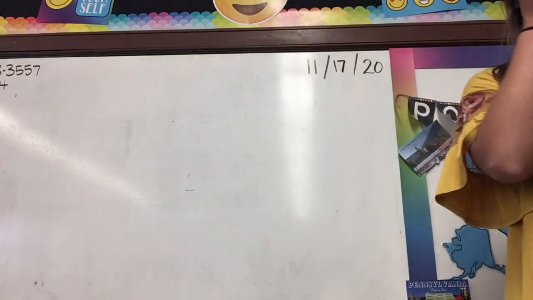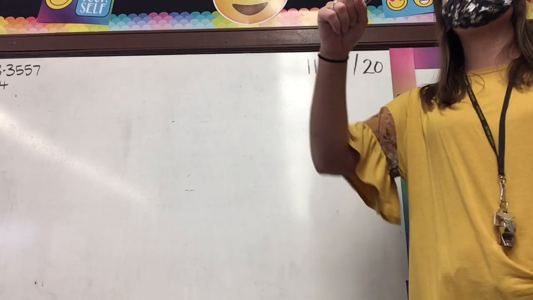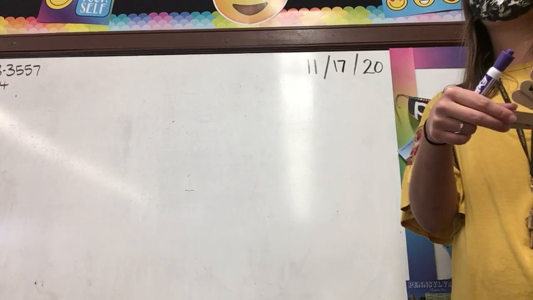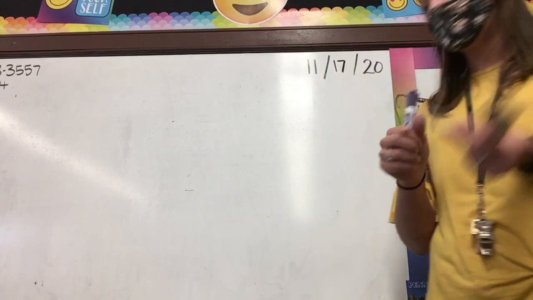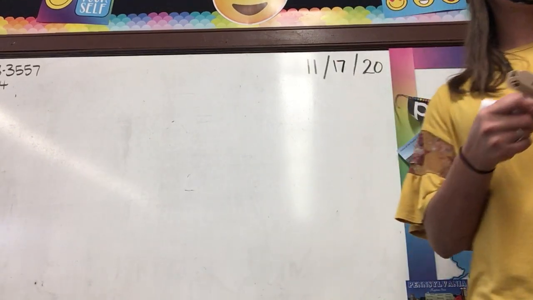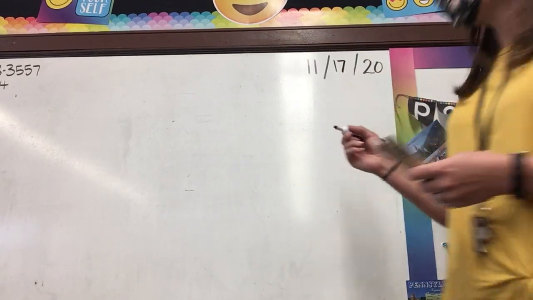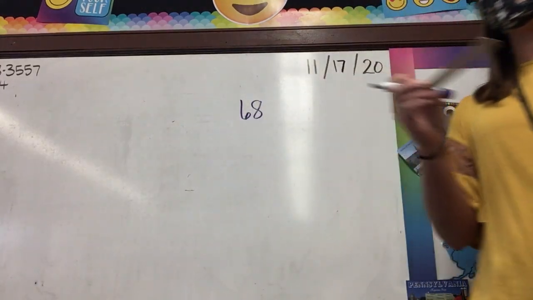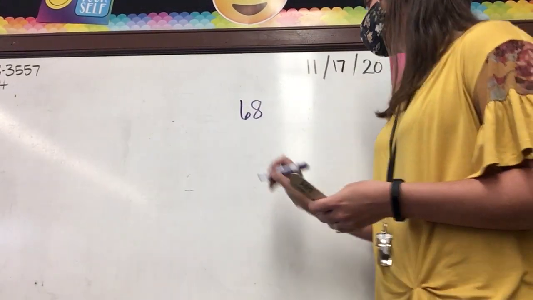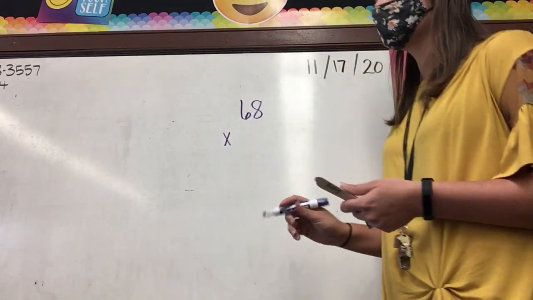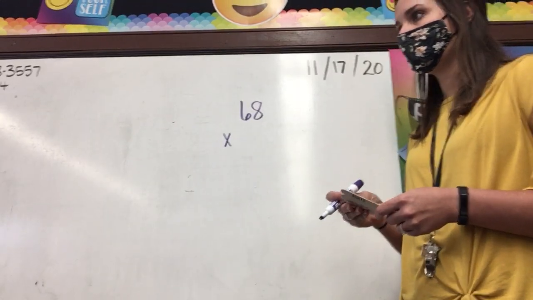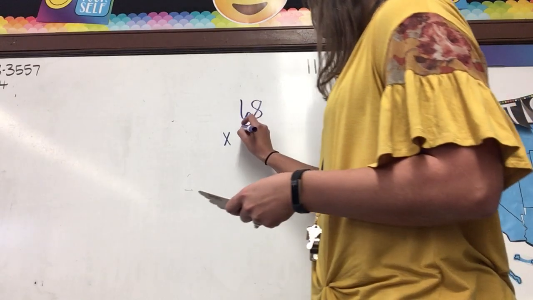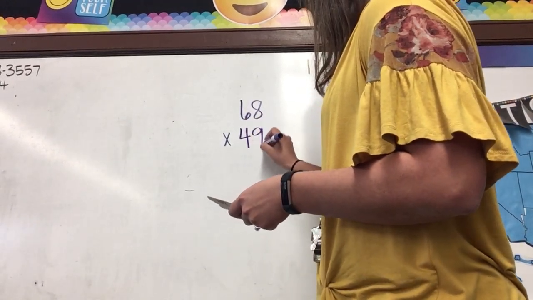Here's the goal I want you guys to have. I want you to stay 1 step ahead of me. If you can. If you can't, don't worry. But if you can, try to stay 1 step ahead of me. Colby, give me a 2-digit number. 68. Okay. 68. Sophie? 49.